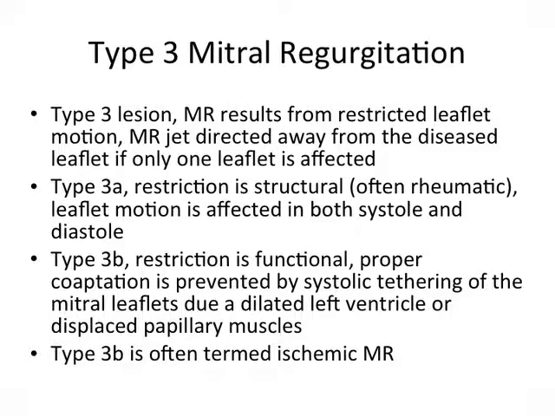Again, with type 3 mitral regurgitation, the jet is usually directed away from the diseased leaflet if only one leaflet is affected. If both leaflets are affected, the jet may be central, which is often what is seen with type 3B disease, as each papillary muscle supports both leaflets.